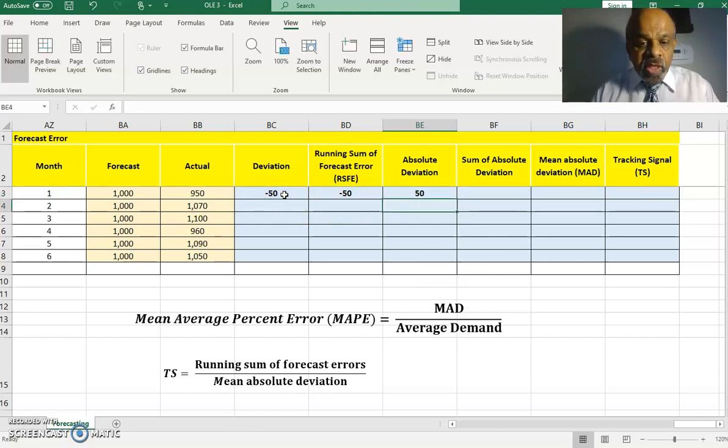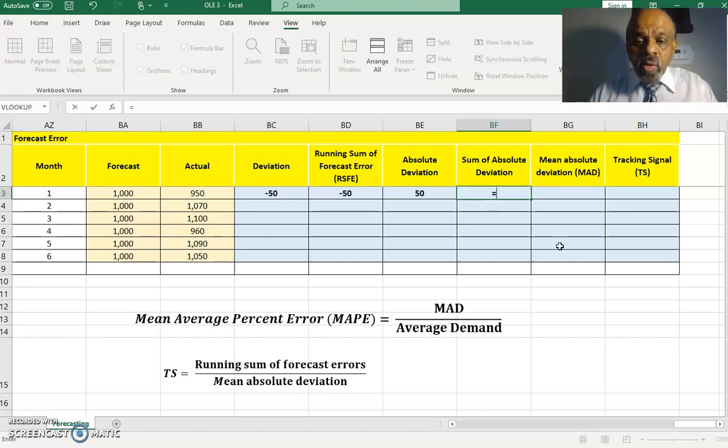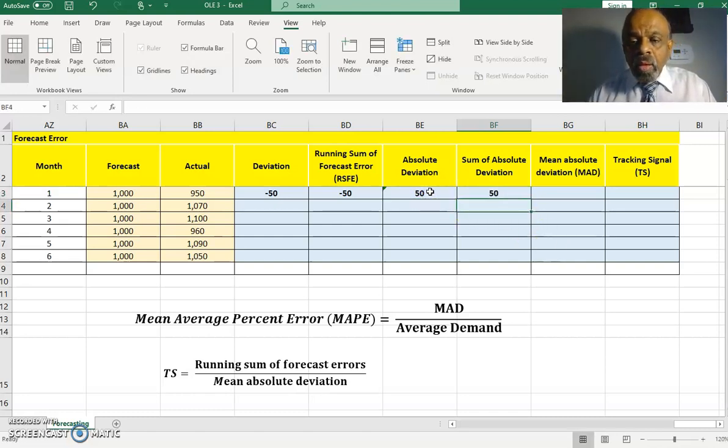The absolute deviation is going to be the absolute, ABS, of this deviation, the absolute number. So it's going to be plus 50. Anything which is negative is going to be positive here. That's what we are doing, the absolute deviation, and the function for that in Excel is ABS. The sum of absolute deviation is again going to add anything that you had before. In this case, it is going to be 50. The mean absolute deviation is also going to be 50.